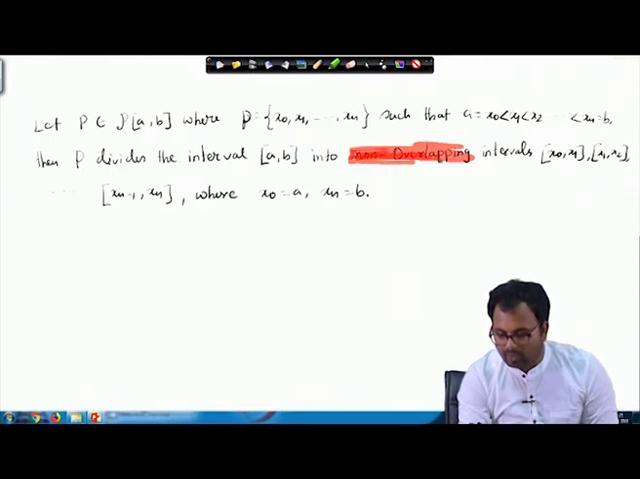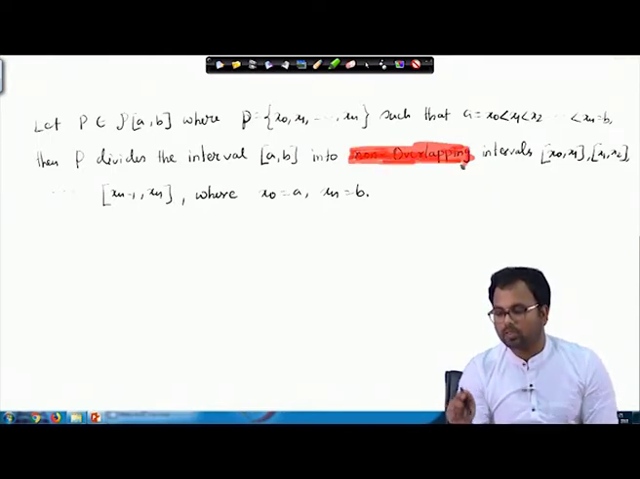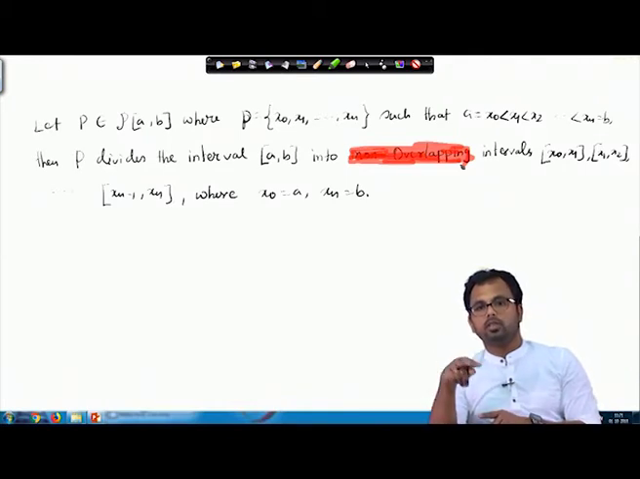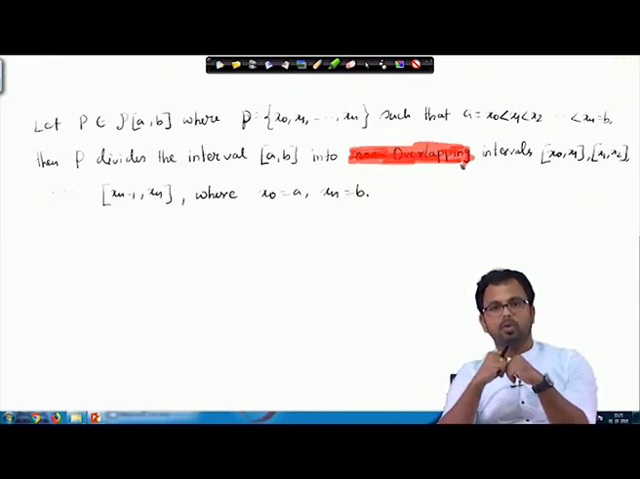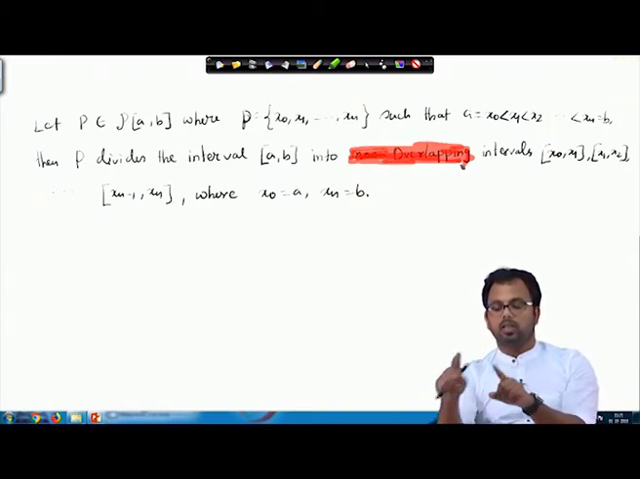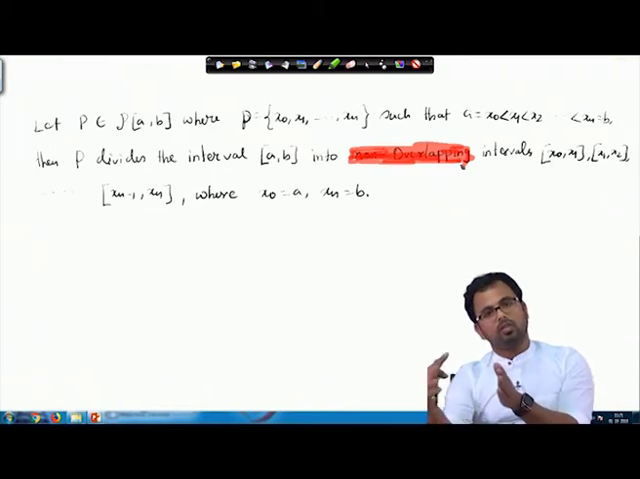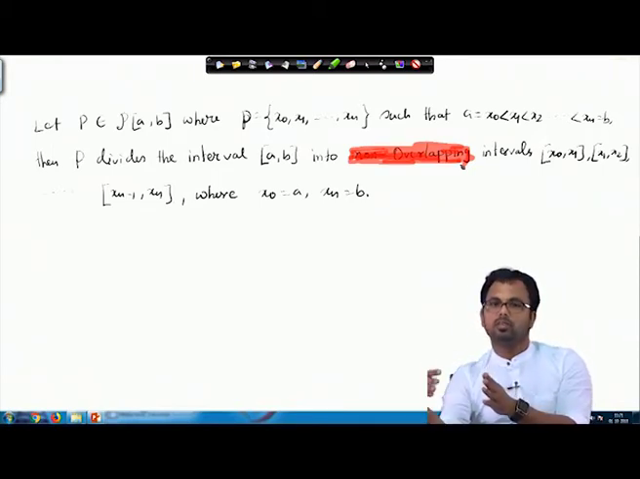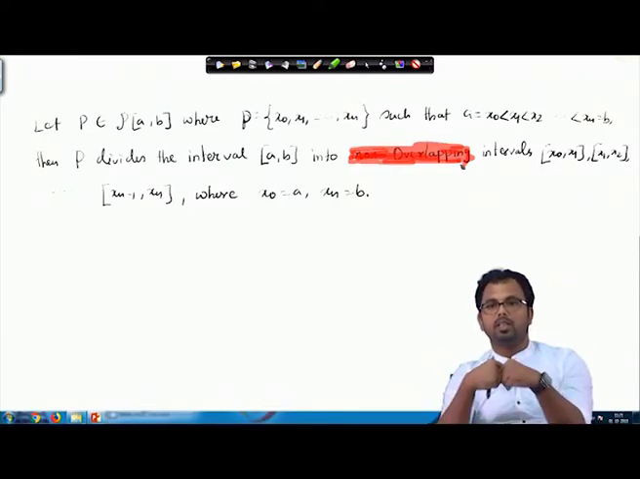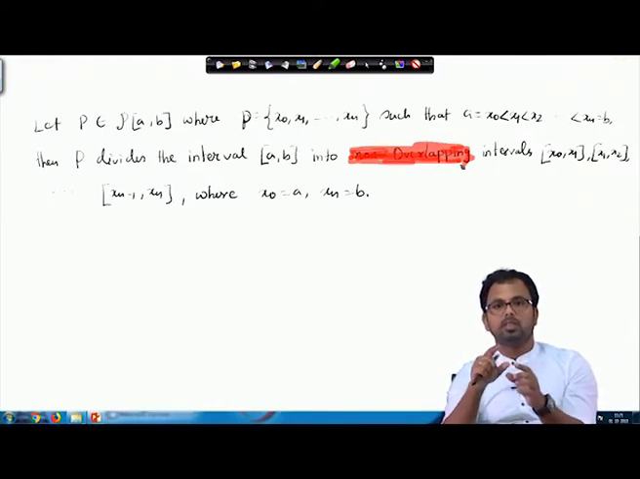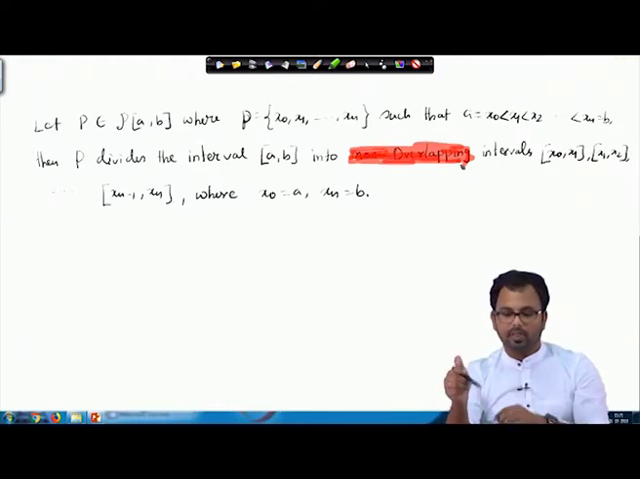Now this term non-overlapping means that these subintervals x0 to x1, x1 to x2, they do not intersect, I mean they don't have any points common except for the end point. So where this interval x0 to x1 ends, you have interval x1 to x2 beginning from there, but they don't have any other common point. So these intervals are non-overlapping.